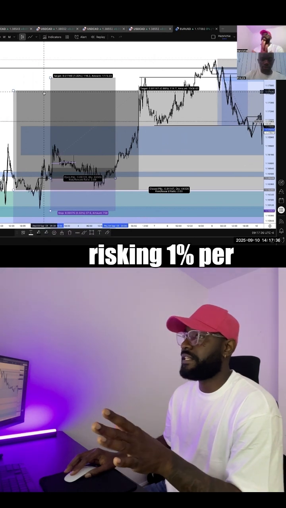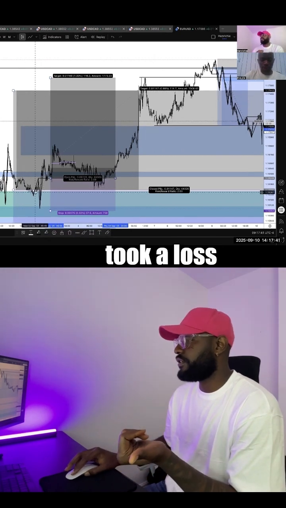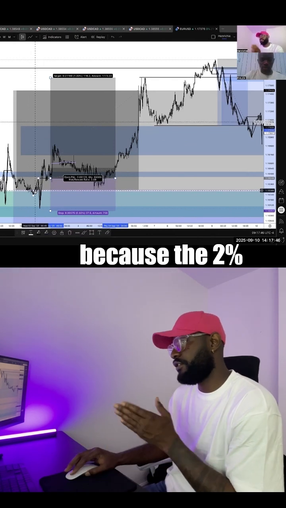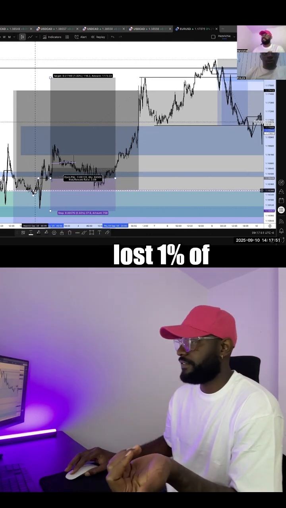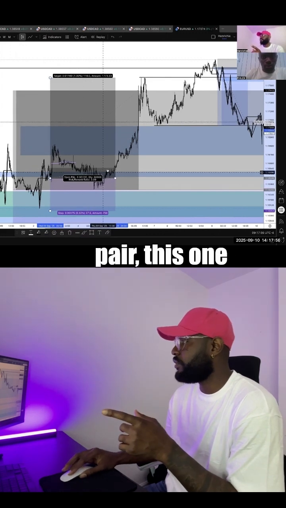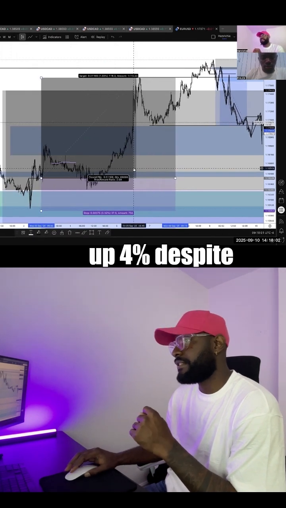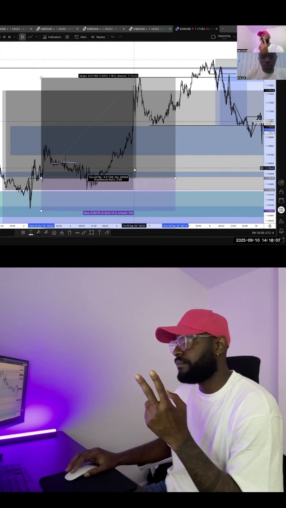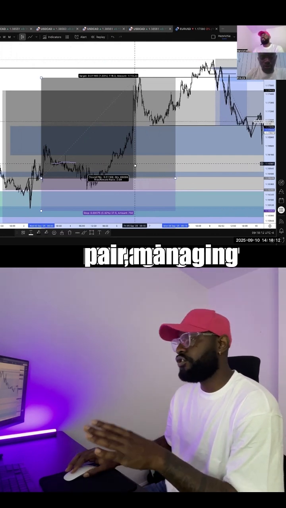So let's say you're risking 1% per trade. You're already up 2% on this one. And then the other one you took a loss on, you're down 1%. So you only have 1% profit now, because of the 2% you made from the 4-hour break of structure, you lost 1% on this trade. Now, the third trade you took on the same pair hits a 1:3. Now you can see that you are still up 4%, despite the fact that you took one loss and had two winners.